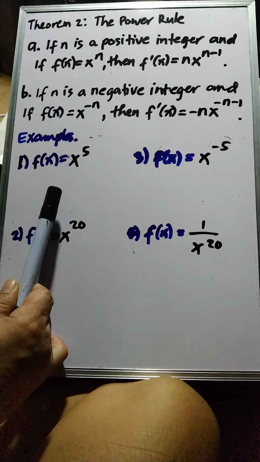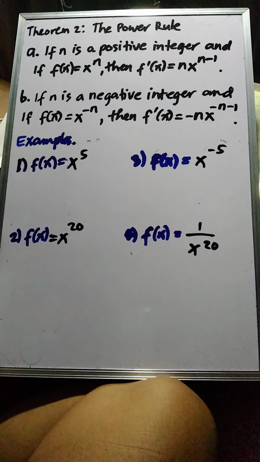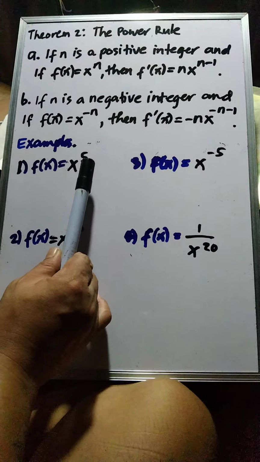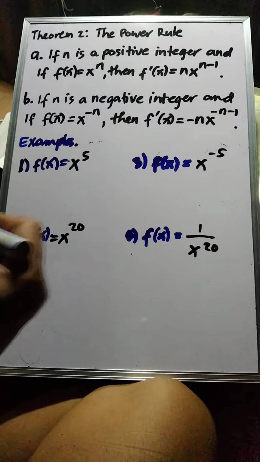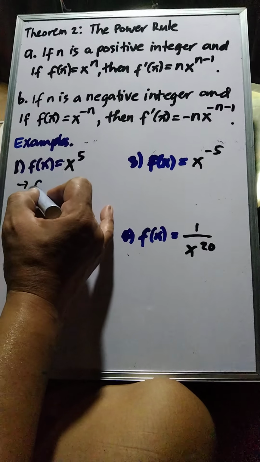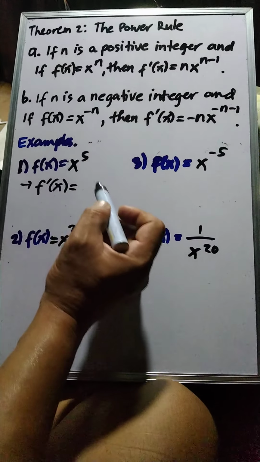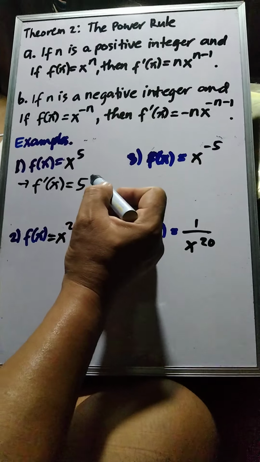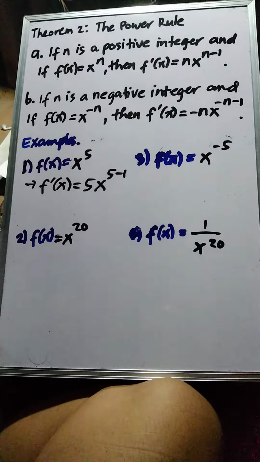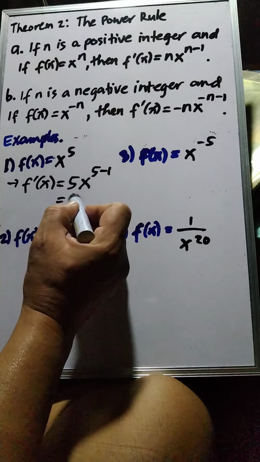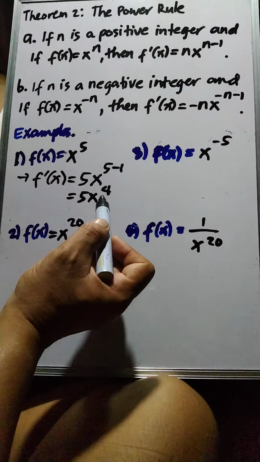Okay. Example number 1. F of x is equal to x to the power of 5. Find its derivative. It is very clear here that the exponent 5 is positive, so it belongs to condition letter A of the power rule. So f prime of x is equal to, you copy the exponent 5 to its left side. So you have 5, then copy the variable x, then you subtract the exponent by 1. So you have 5x to the 4. Okay? So 5 minus 1 is equal to 4.